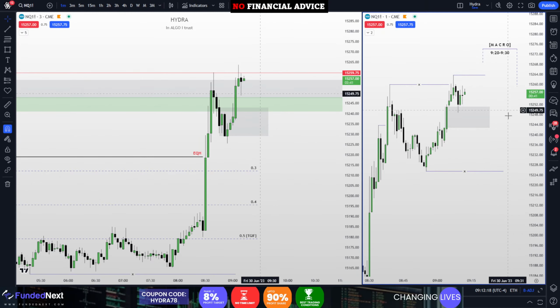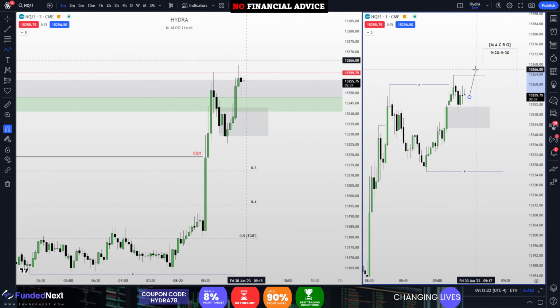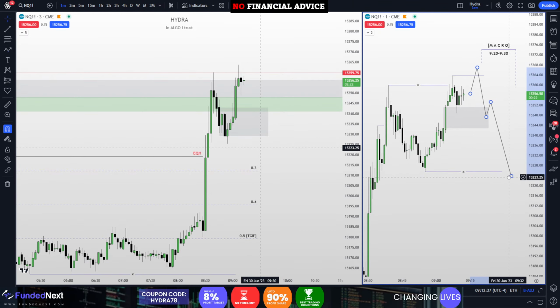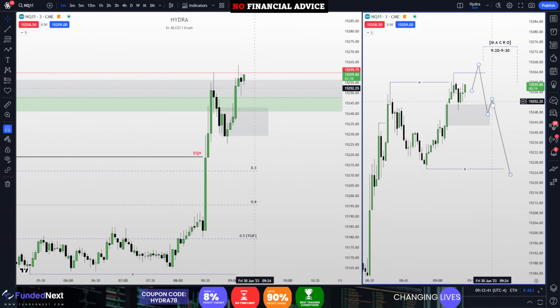So the formation that I'm expecting to see, if I put it in a visual presentation, it will be something like this. Okay, wait, yeah, something like this. Okay, that's what I'm expecting to see. Now let's wait.